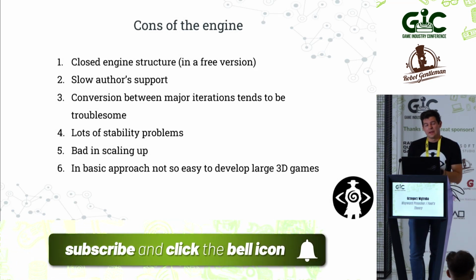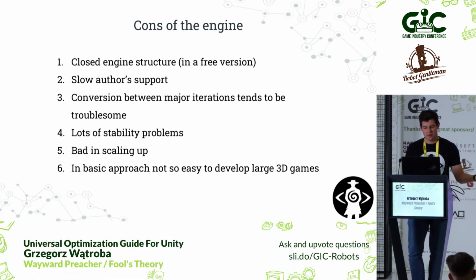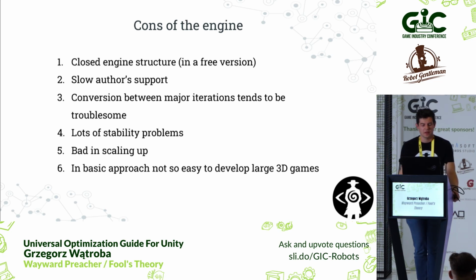However, since it's a closed architecture, there is a problem: when you find some bug, it's hard to get into it, localize it, and report it properly to the authors. And it's rather slow support, in my opinion. Conversion between major iterations is a pain in the butt. Lots of stability problems happen, especially when we upgrade, even between minor versions.